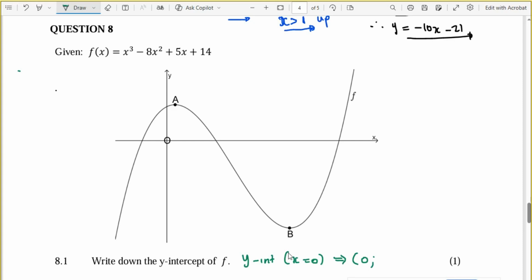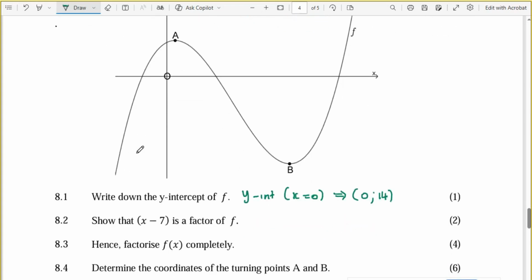Come on, Emerson. If x is 0, look at the equation. You don't need 2 minutes. You need 10 seconds. It's 14. You don't have to do calculation. You go to your graph, you look at the term that doesn't have x, which is 14, then you write it down here. Okay, then. Don't waste time on that.